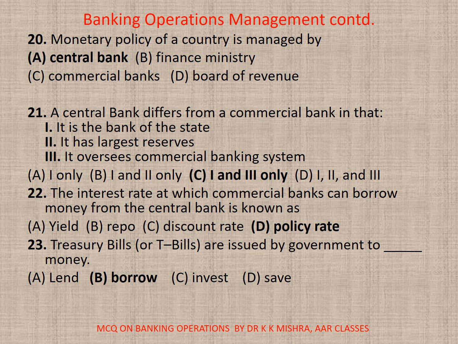22. The interest rate at which commercial banks can borrow money from the central bank is known as A. Yield, B. Repo, C. Discount rate, D. Policy rate. Correct option is D. Policy rate.